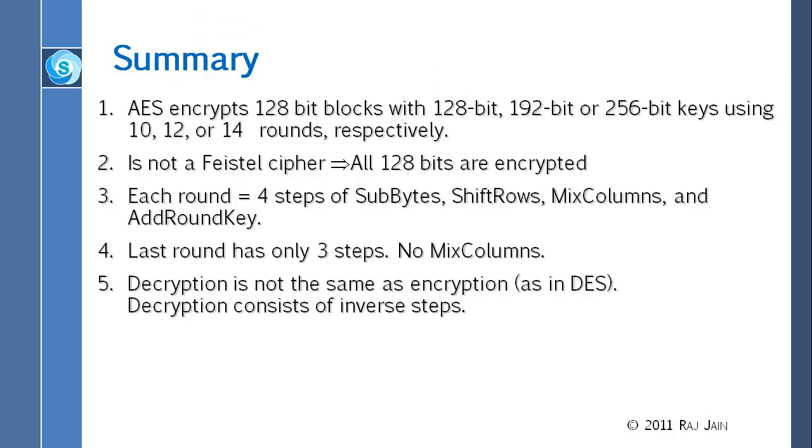And it's not a Feistel cipher, so all 128 bits are encrypted in every round. There are 4 steps: substitute bytes, shift the rows, mix the columns, and add round key. And the last round has only 3 steps, so it doesn't have any mix columns. And the decryption is not the same as encryption. The decryption consists of inverse steps, so each step has an inverse function which is used.